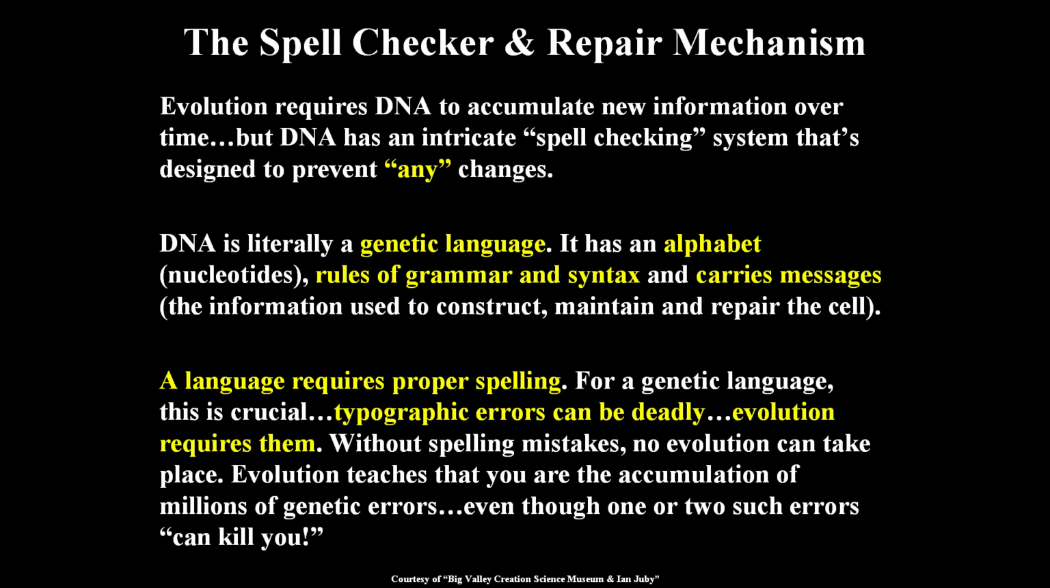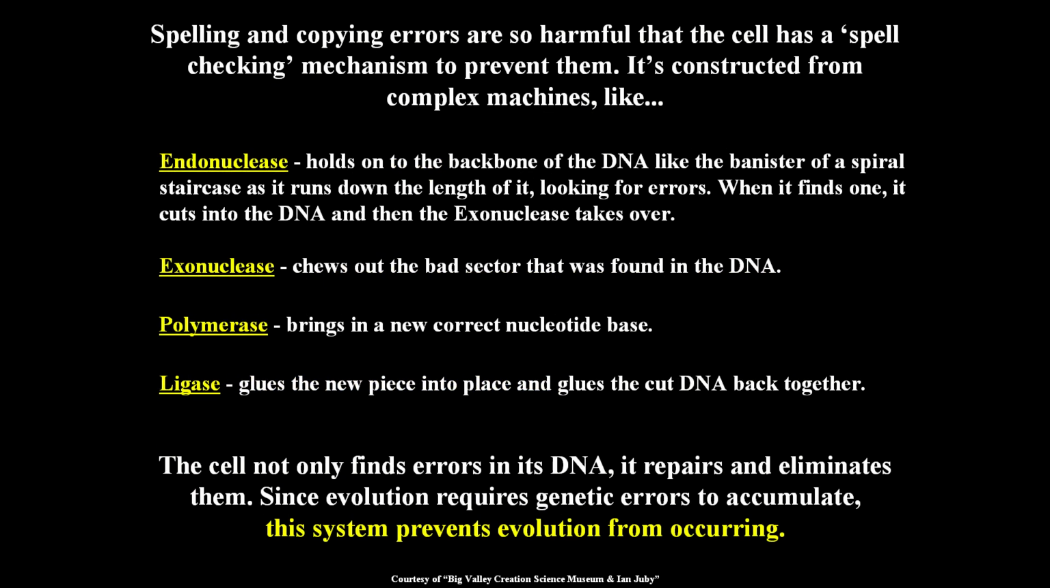A language requires proper spelling. For a genetic language, this is crucial. Typographic errors can be deadly. Evolution requires them. Without spelling mistakes, no evolution can take place. Evolution teaches that you are the accumulation of millions of genetic errors, even though one or two such errors can kill you. Spelling and copying errors are so harmful that the cell has a spell checking mechanism to prevent them.